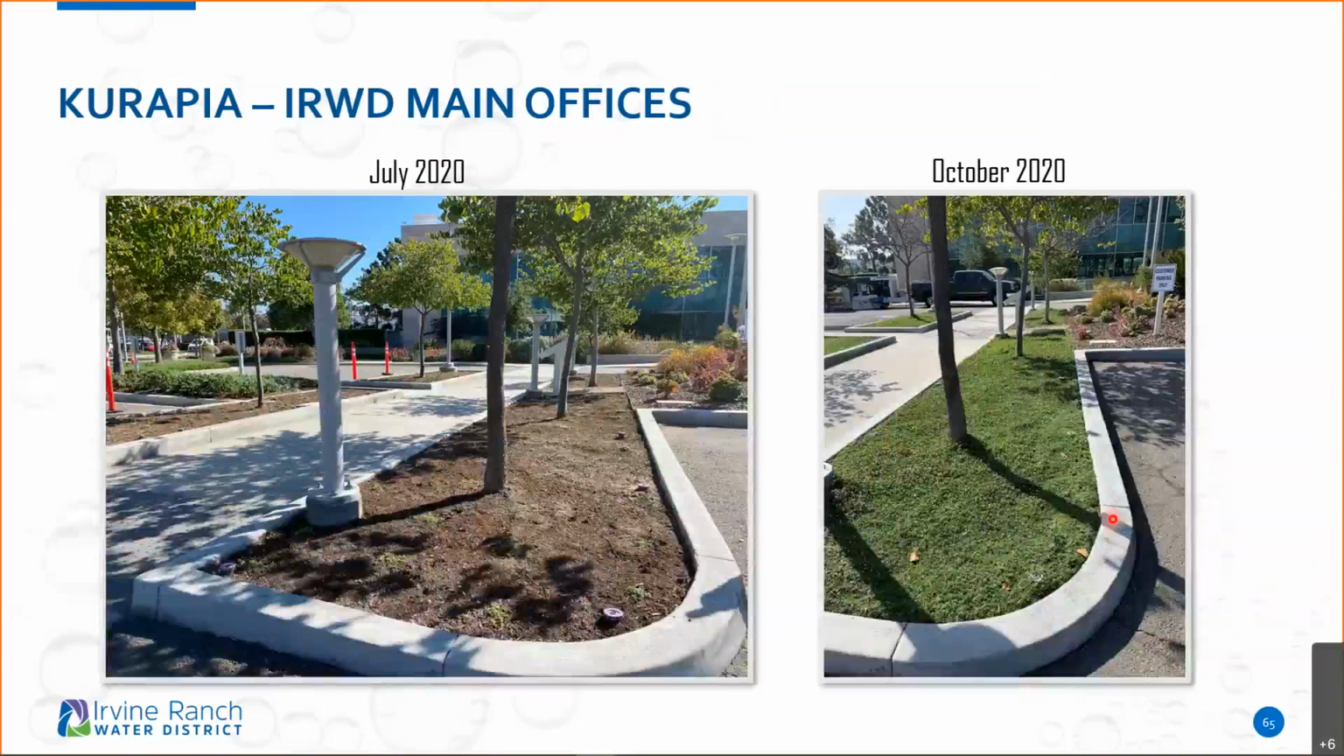Now, we recently planted it at the district. We have our demonstration gardens at our headquarters off of Sand Canyon. This is all water efficient landscapes in the back. Here we have a beautiful succulent garden. If you haven't seen it, take time to go out and take a look. But in July, we did a planting of Kurapia. One thing about when you plant Kurapia is that it has to be done on bare ground, bare soil. You do not want to mulch it or anything. You plant it out there and you water it.